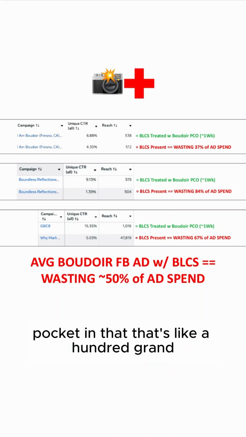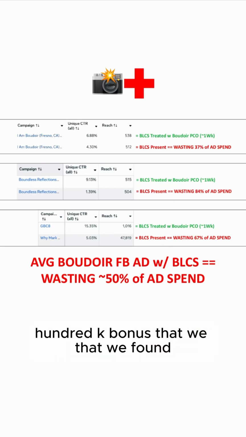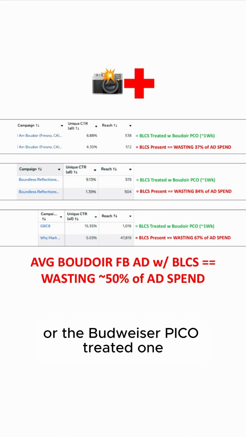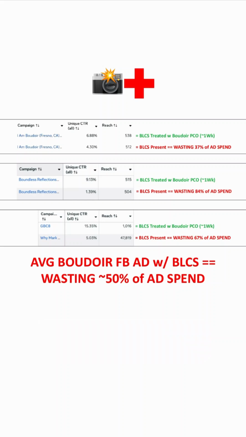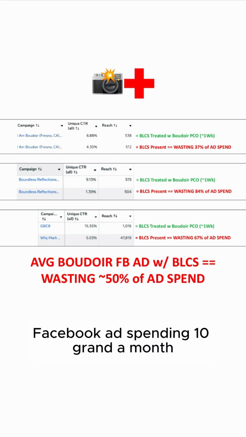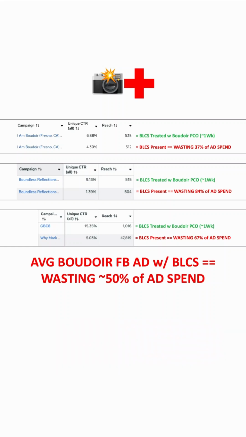That's like a 100K bonus that we found by not wasting that money and spending $1,600 a month with the new Boudoir Facebook ad, or the Boudoir Pico treated one. We're getting our ad into the same number of women's brains as the original Boudoir Facebook ad spending 10 grand a month.